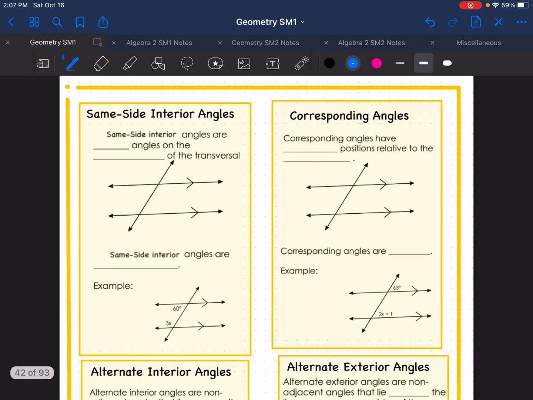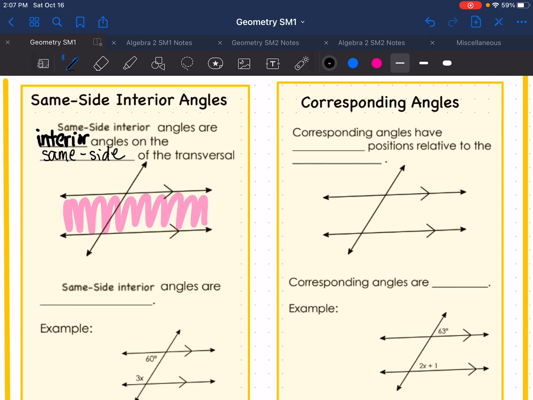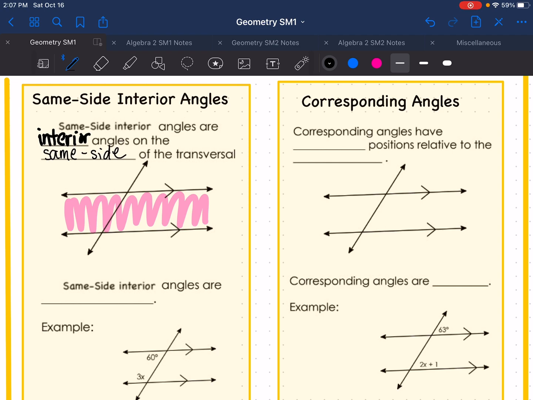All right, let's go ahead and learn about our angles. So our same side interior angles. These are angles that are interior, so they're going to be on that inside. They're going to be in this position right here, the interior spot. And they are on, of course, the same side of the transversal, which is why they're called same side interior angles.